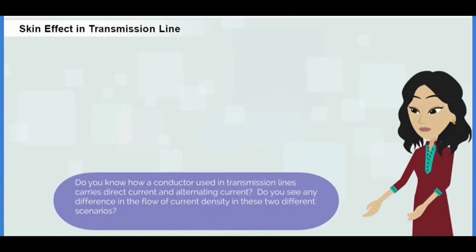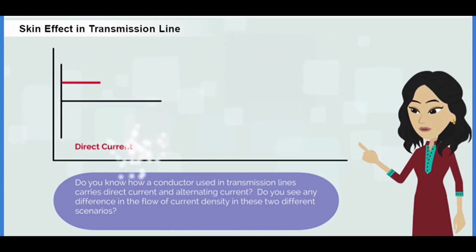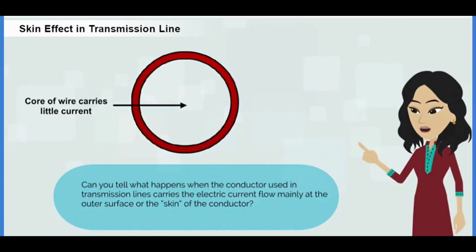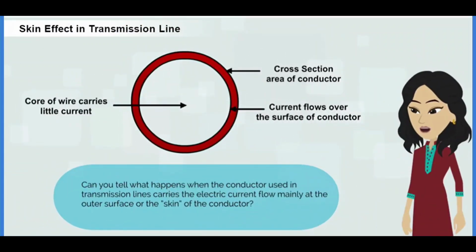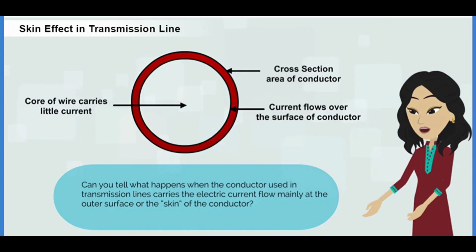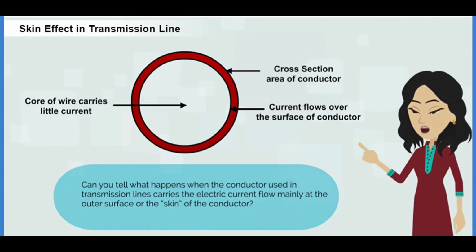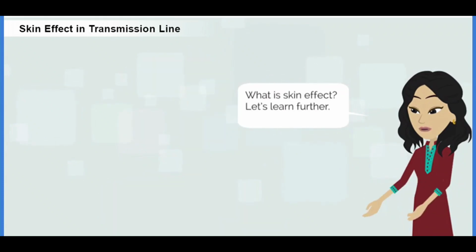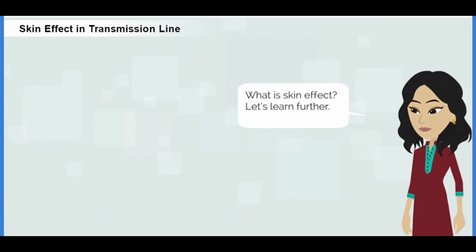Do you know how a conductor used in transmission lines carries direct current and alternating current? Do you see any difference in the flow of current density in these two different scenarios? Can you tell me what happens when the conductor used in transmission lines carries the electric current flow mainly at the outer surface or the skin of the conductor? Well, the answers to these questions lie in the concept of the skin effect. What is skin effect? Let's learn further.